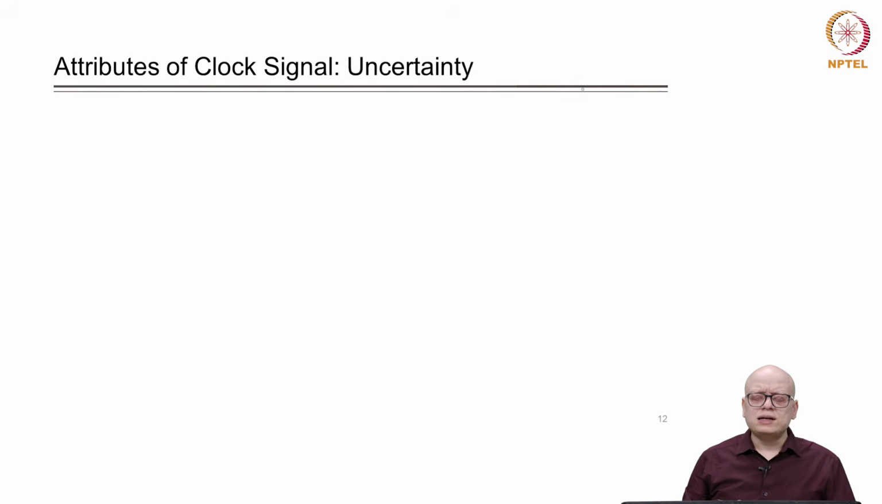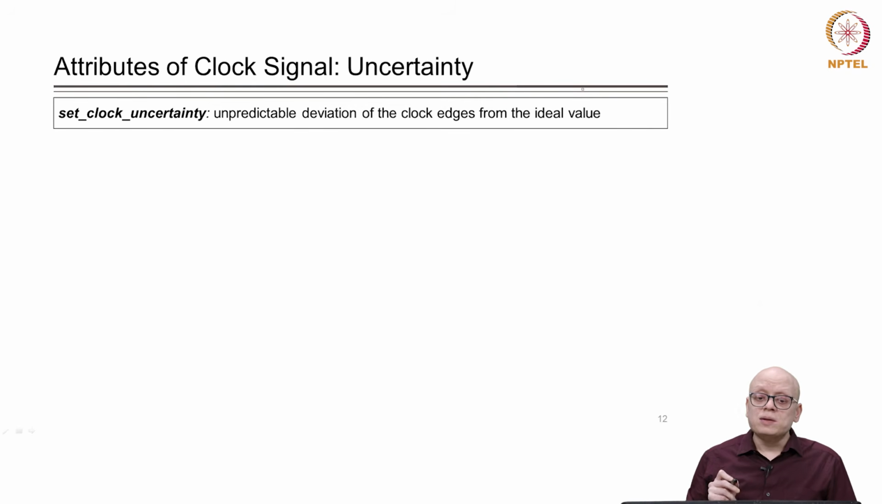Let us look into how we can model the unpredictable uncertainty that can exist in our clock signal, right. So, there can be some unpredictable deviation of the clock edges from the ideal value, and these unpredictable deviations are modeled using the command set_clock_uncertainty, right. So, why can this unpredictable deviation in the clock edges happen? There can be many reasons.